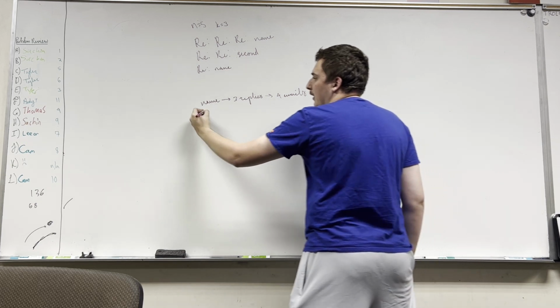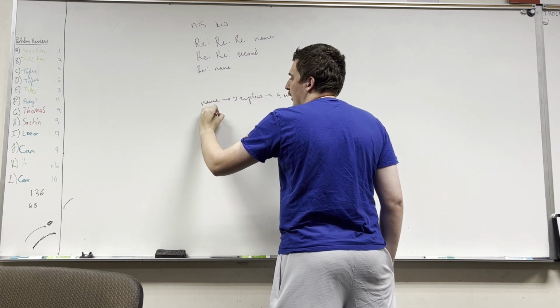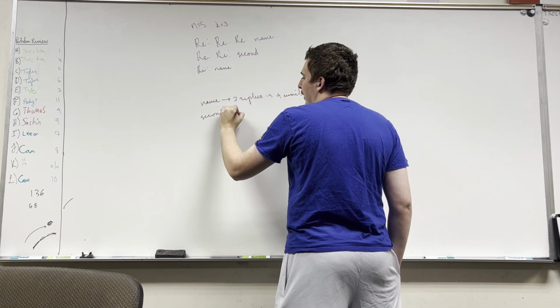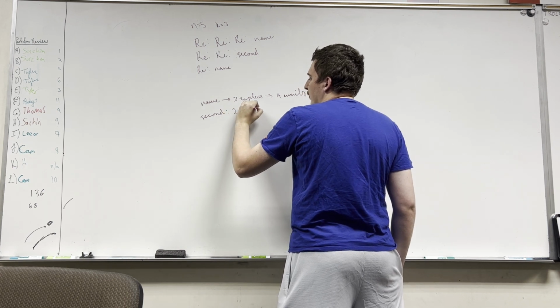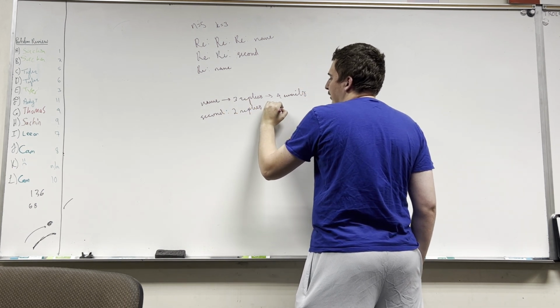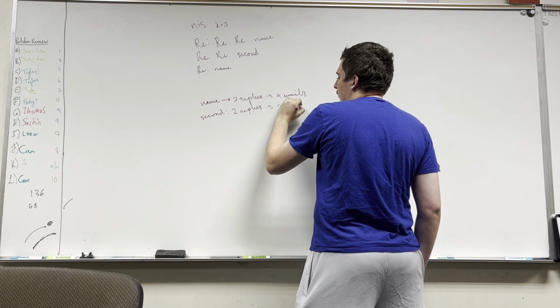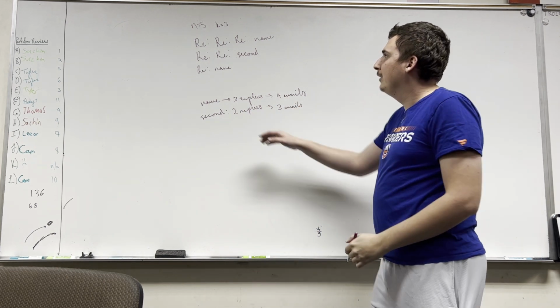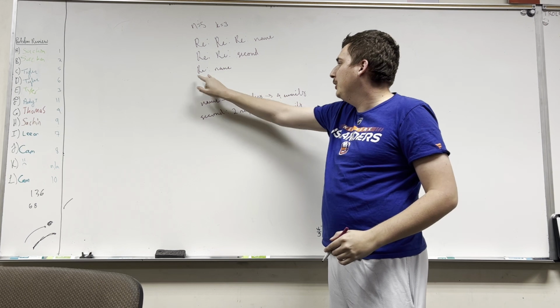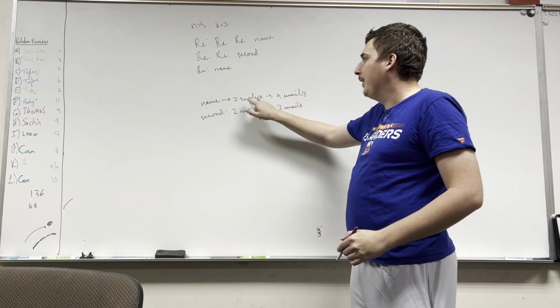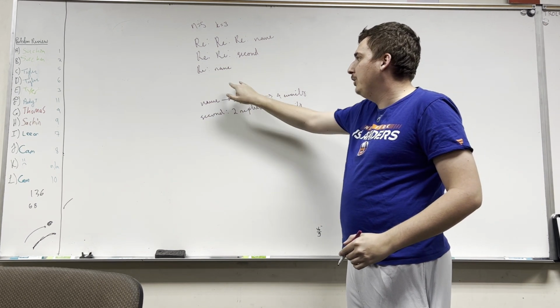Then, similarly, second had 2 replies, which means there were 3 emails. However, we see that name had 1 response, but that is lower than what we already have stored for name, so we would only store the maximum value.